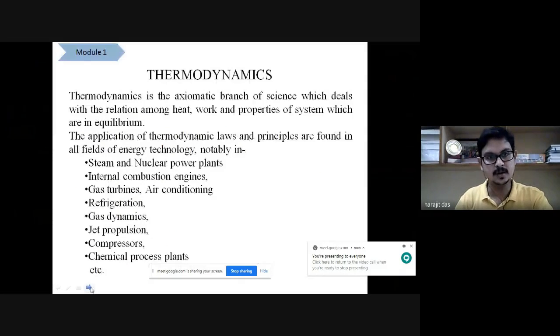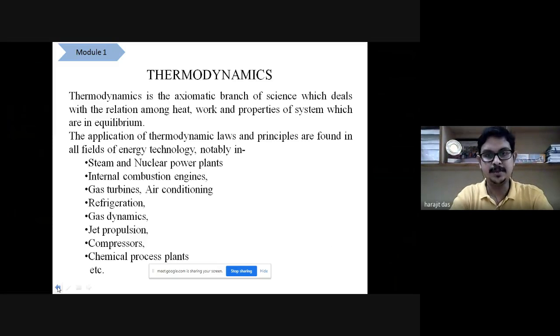So here I have prepared one presentation to give you the insight of the topics of this module one of thermodynamics. First of all, we should know the proper definition of thermodynamics. Thermodynamics is actually the axiomatic branch which deals with the relation among heat, work and properties of system which are in equilibrium. So this is one axiomatic branch.